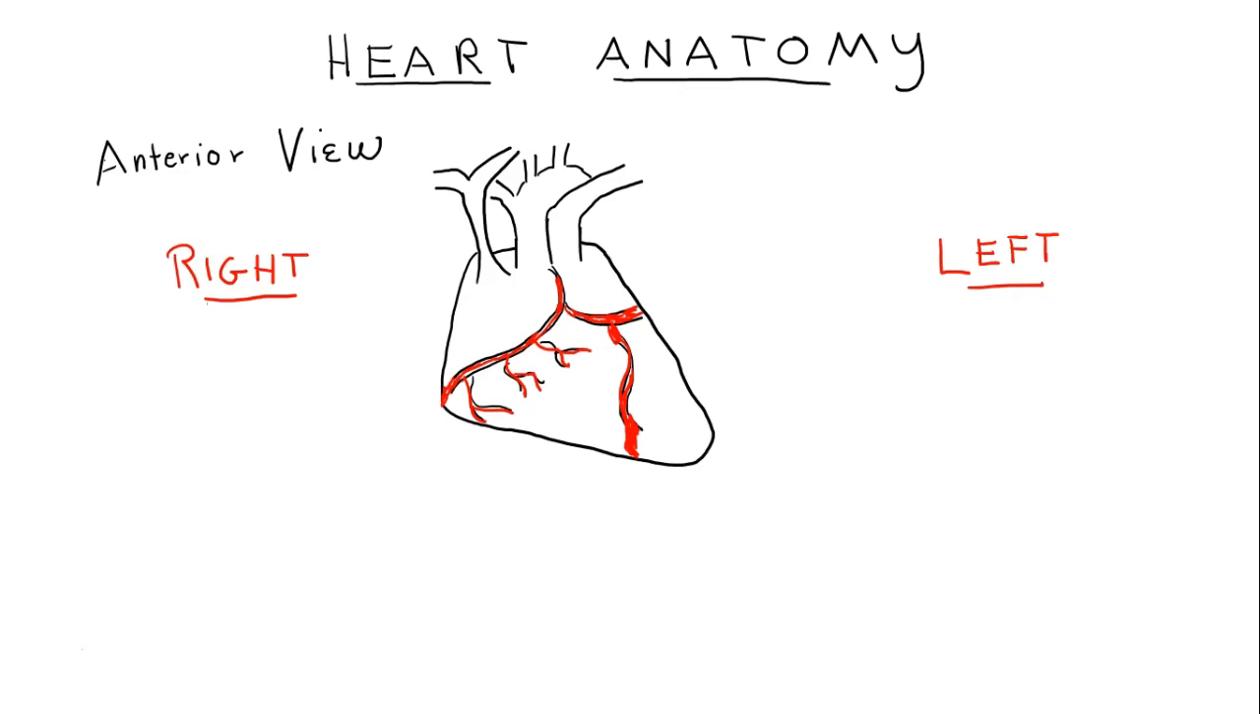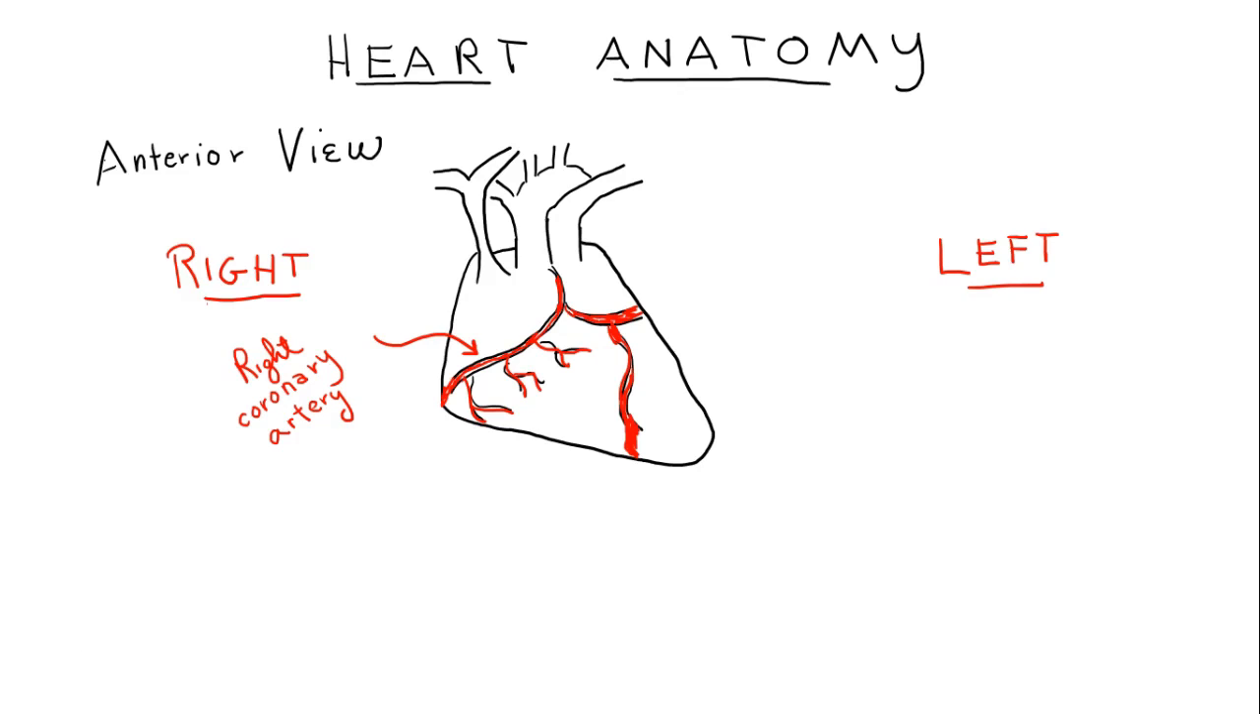And the thing you have to realize about looking at the heart from an anterior view is that if the person is looking back at you, then the right side, or their right side, is on your left, and their left side is on your right. And that's going to be true of any anatomical drawing that you see. Okay, so just keep that in mind. So we've drawn the coronary arteries, and so we're labeling them the right and left coronary arteries.